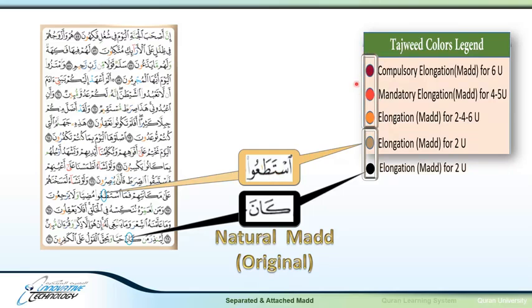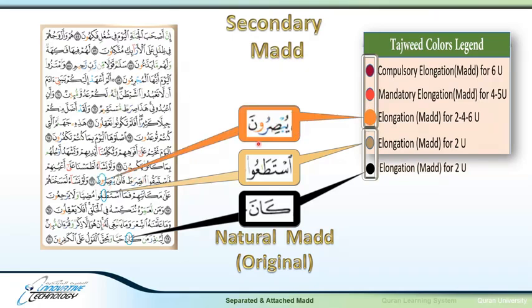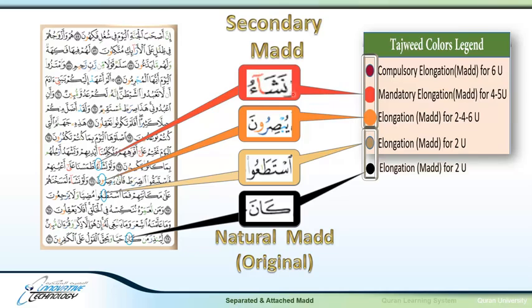The remaining 3 colors are related to the secondary med, which can either be caused by a sukoon, as the waw of yubsirun here, and that is given an elongation of an average of 4, extending from 2 to 6 units, or caused by a hamza like the alif in nasha, which is given a mandatory elongation for 4 to 5 units. Now there is also one more type of the secondary med, which is called the compulsory med, and we'll show it at a later stage.